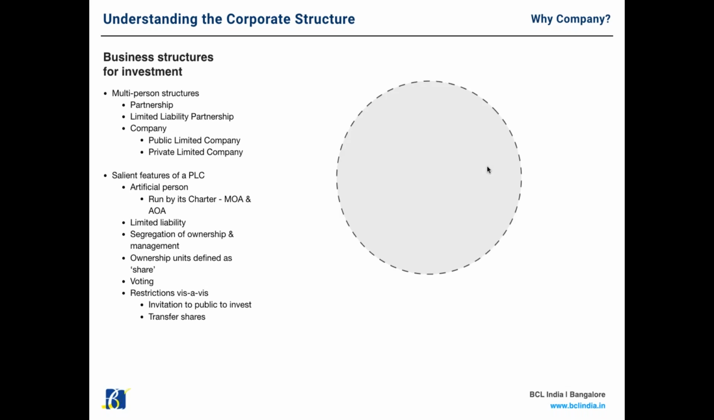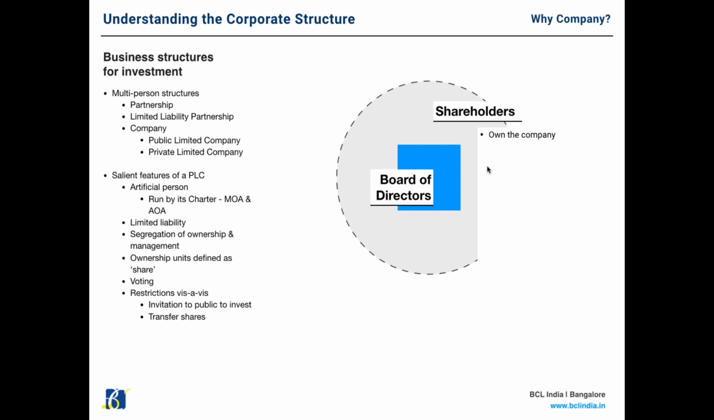The integral feature of a company, as we have mentioned, is the segregation of ownership and management. So shareholders are the owners of the company, and at the center of this company sits the board of directors. The board of directors are the ones who manage the company. Shareholders take all major decisions, and these decisions could be categorized into ordinary resolutions and special resolutions. Ordinary are those which need 50% plus voting share, and special need 75% plus.